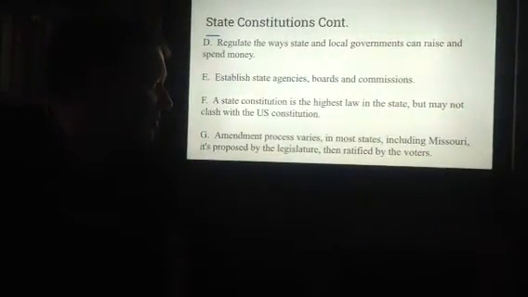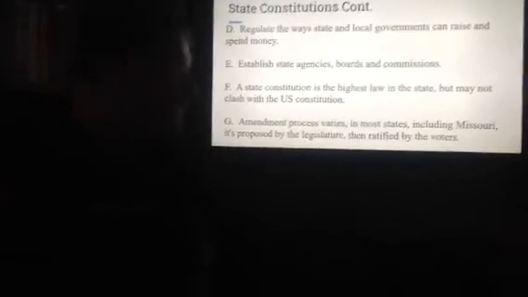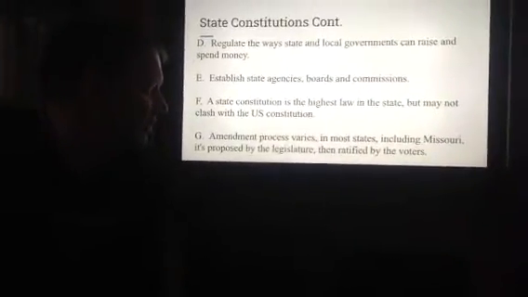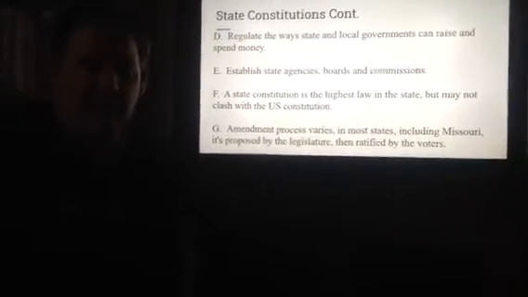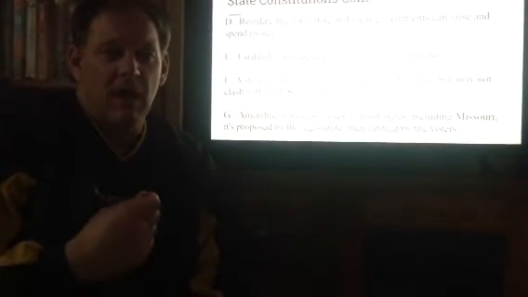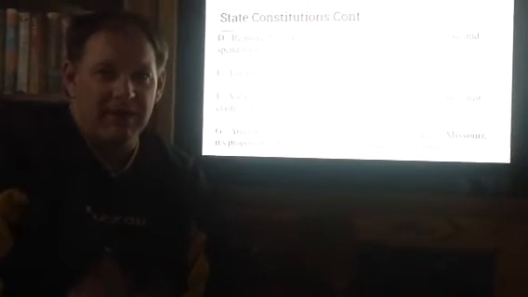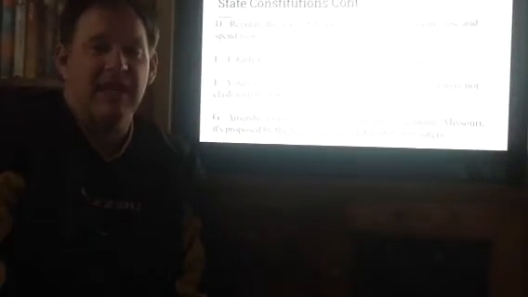The amendment process varies in most states, including ours in Missouri. It's proposed by the legislature, and then it's ratified by the voters. That's how we do it in the state of Missouri. We vote on all state amendments. Big example for you guys is medical marijuana. It just happened. It is a state amendment. It was proposed by the state legislature, and the people of the state voted on it saying they wanted it.